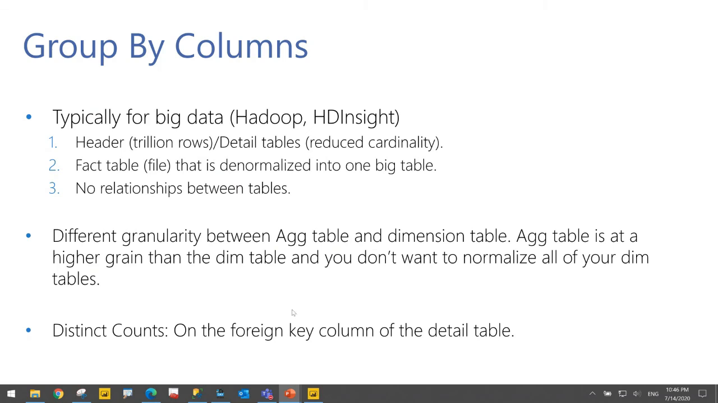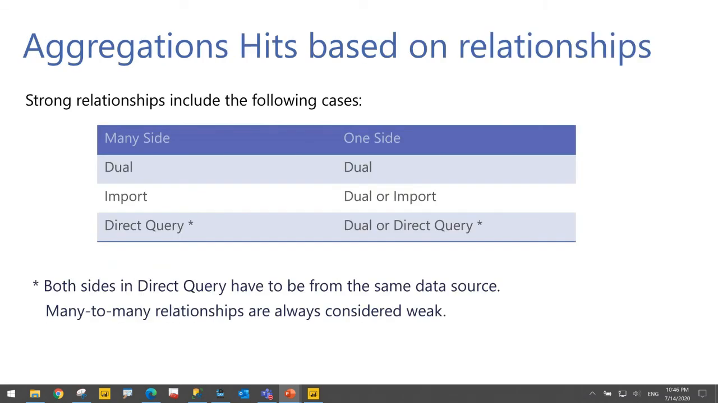So this is the group by example I was explaining, and the other use case for the group by is for distinct count. When you want to count the foreign key column on the detail table, you can use the group by. Now remember that when you're setting up aggregations, you're counting on relationships for them to be considered. The aggregation is only considered when all of the tables involved in your query have the same storage. So all in direct query, all in import, or at least one side is set to dual, where it can flip back and forth.